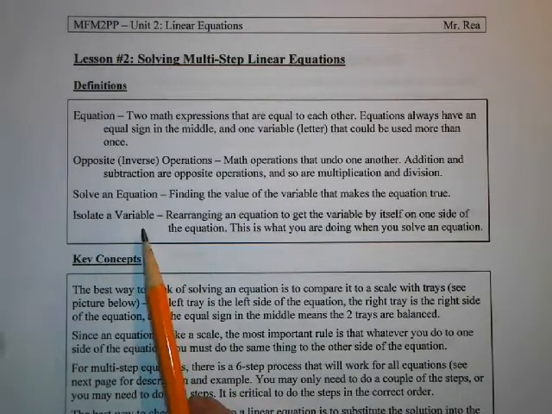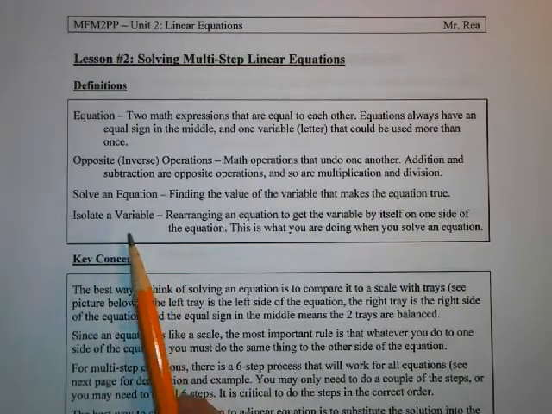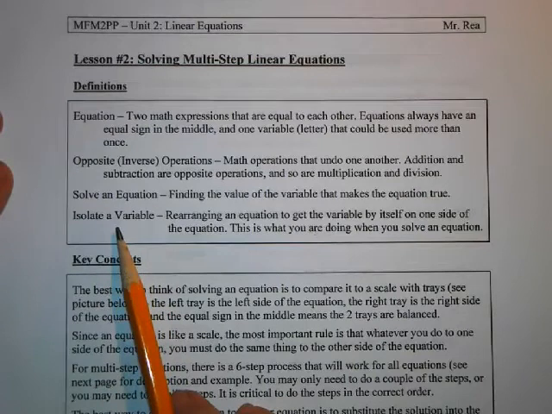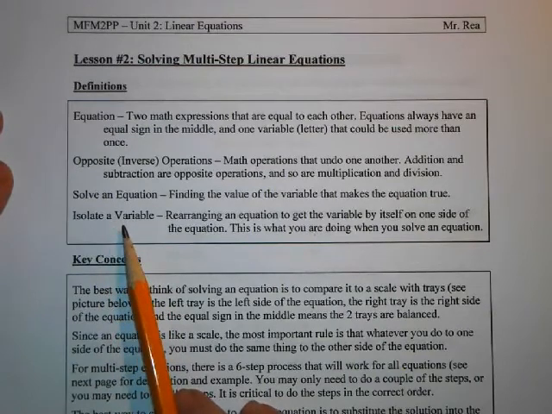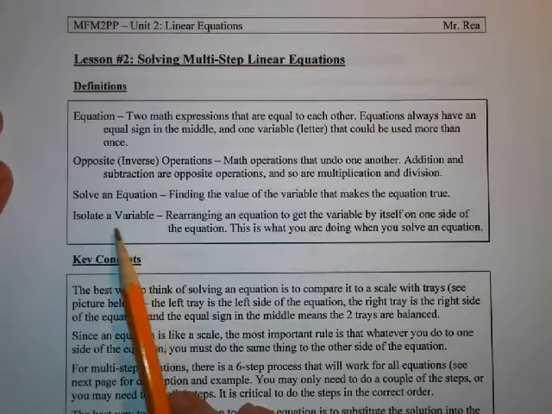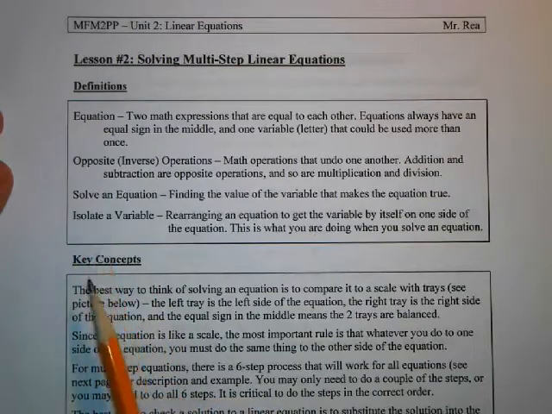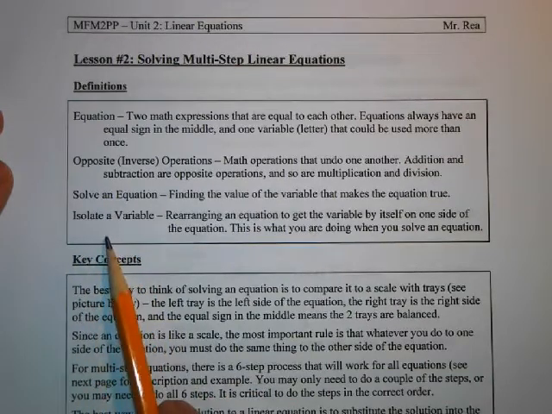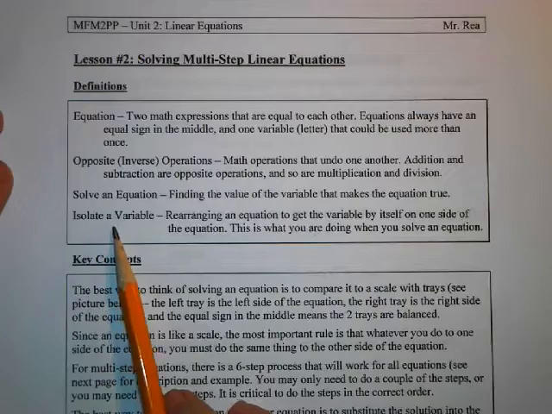You'll also see occasionally the phrase isolating a variable. Basically, that's the same as solving an equation. We want to get the variable x by itself, isolated on one side. So solving an equation and isolating a variable are just different phrases for the same thing.